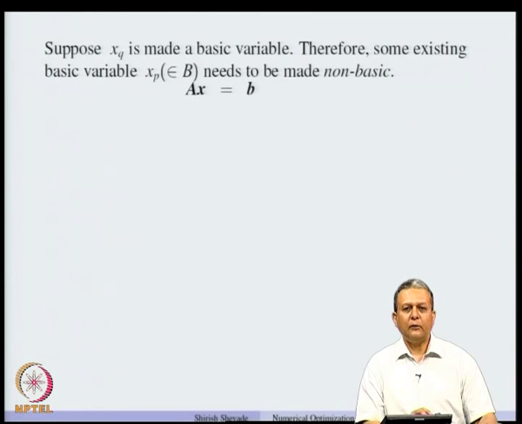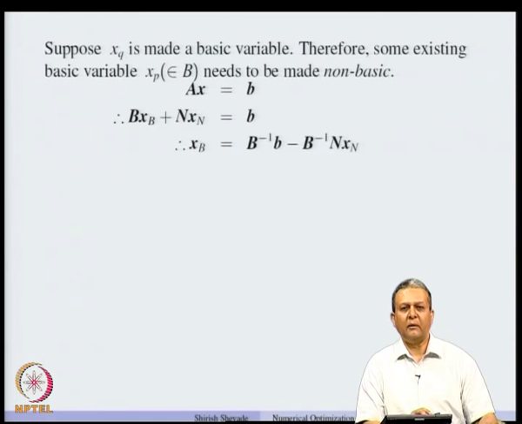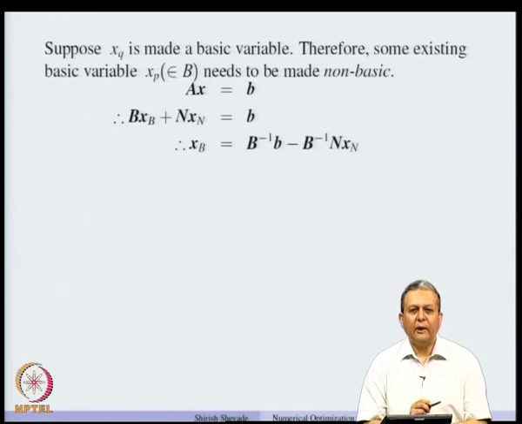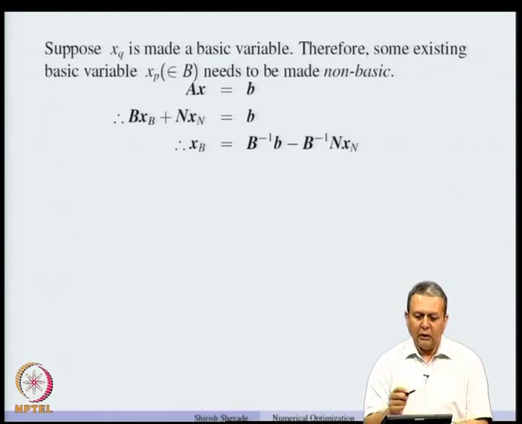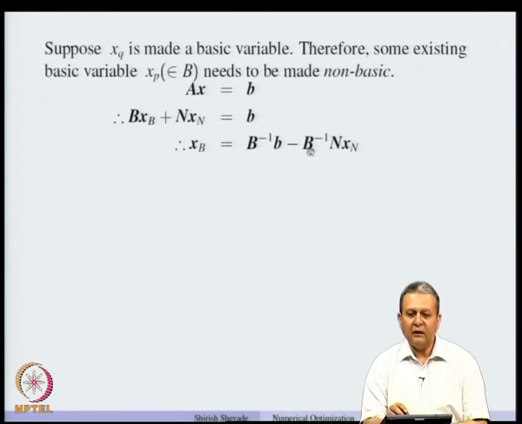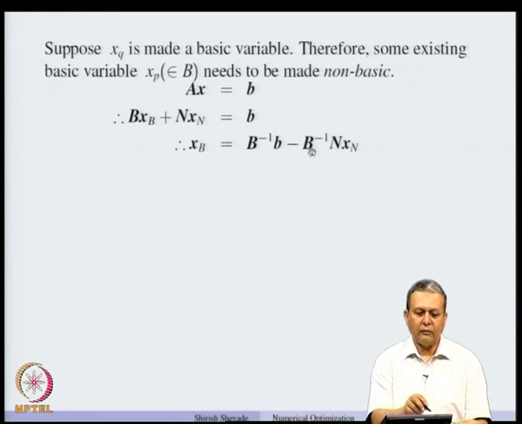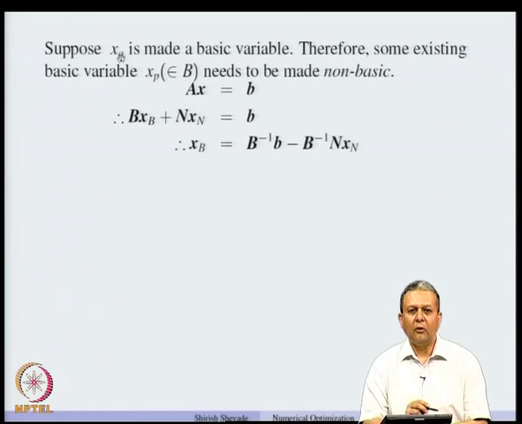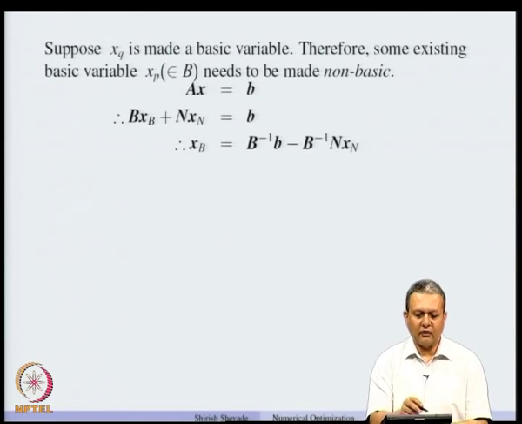So, again let us relook at the system Ax equal to b, that is, B xB plus N xN equal to b. So, we have xB is equal to B inverse b minus B inverse N xN. Now, we are not interested in the entire B inverse N matrix at this moment, because we are concentrating mainly on one variable, which is xq.